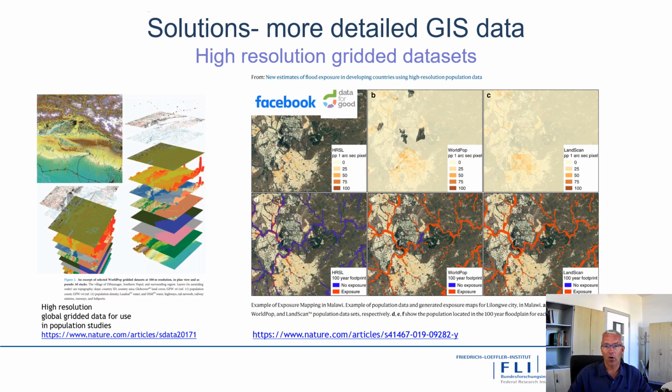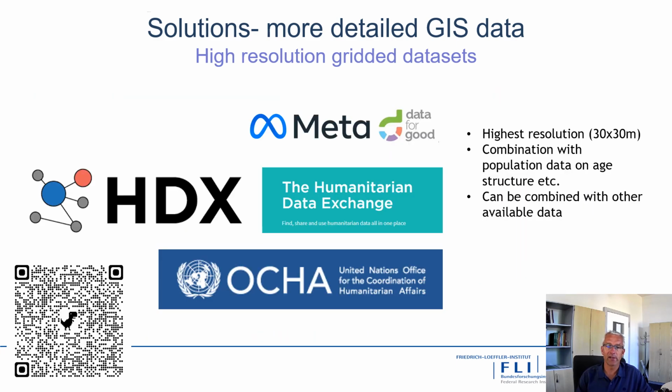One option that has become available in recent years is Facebook or Meta Data for Good. What they did is they analyzed satellite images and identified houses and assigned to each and every house, on a tile length of 30 meters, the human population. This is available at the Humanitarian Data Exchange for every single country. In the past, it was available as a GeoTIFF file, but it is now available as a CSV file, so it can be used with any GIS tools.